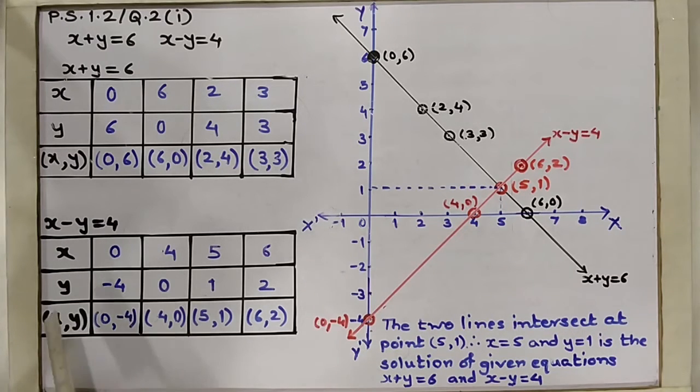First point is 0 comma minus 4. The x coordinate is 0 and the y coordinate is minus 4. As x coordinate is 0, so the point is going to lie on the y axis. Second point is 4 comma 0, whose x coordinate is 4 and y coordinate is 0. So the point will lie on x axis.